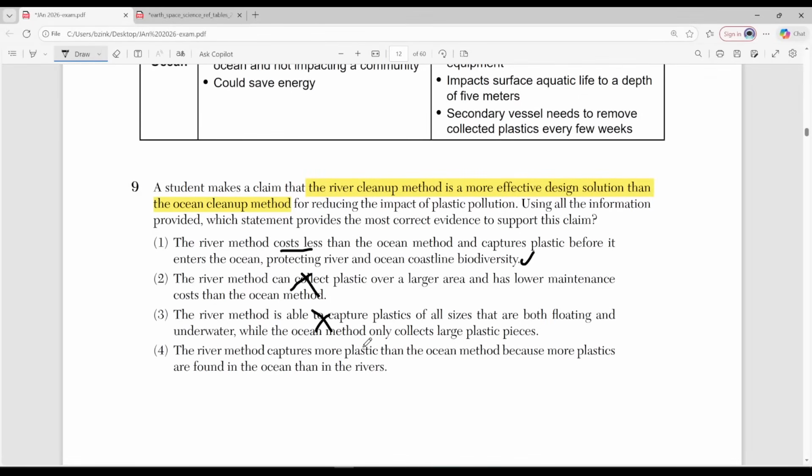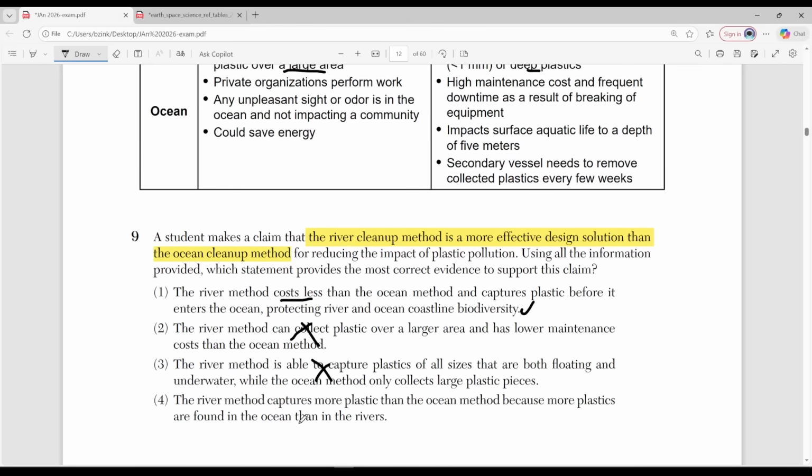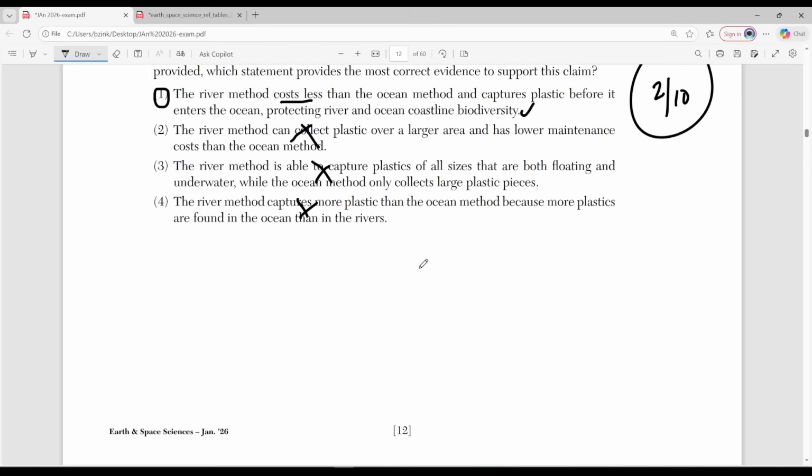The river method captures more plastic than the ocean because more plastics are found in the ocean. That's just a backward sentence. More plastic is found in the ocean? Doesn't even make any sense. Okay, well, there we go. I mean, that question was so easy, but so annoying because it's a lot of reading, but I'm going to do a 2 out of 10 just because of the amount of reading.